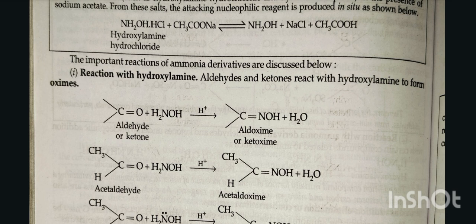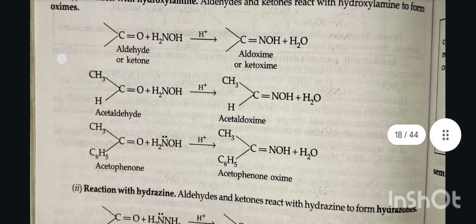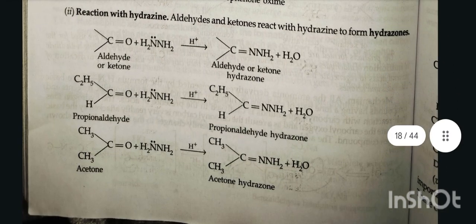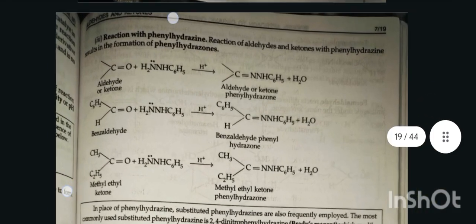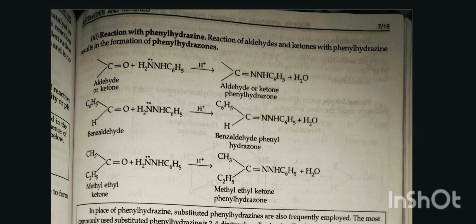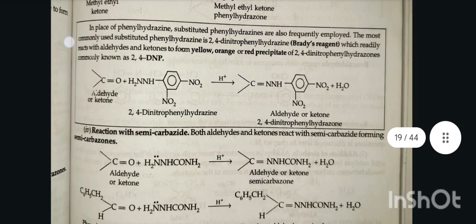The important reactions of ammonia derivatives are discussed below. First, reaction with hydroxylamine. Aldehydes and ketones react with hydroxylamine to form oximes. Second, reaction with hydrazine. Aldehydes and ketones react with hydrazine to form hydrazones. Third, reaction with phenylhydrazine. Reaction of aldehydes and ketones with phenylhydrazine results in the formation of phenylhydrazones.